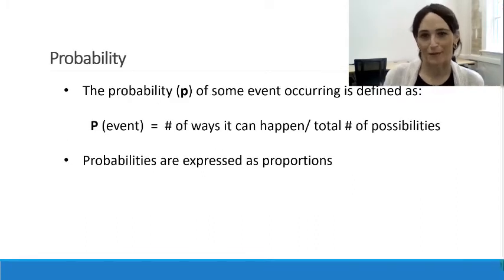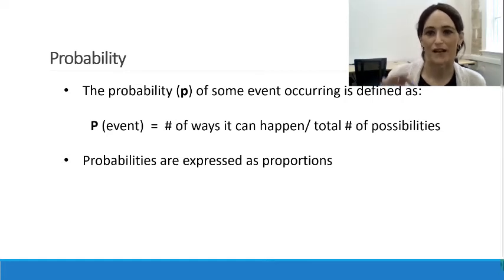Okay, so let's talk about probability. The probability of some event occurring is defined as the number of ways an event can happen divided by the number of total possibilities of an event. That sounds a little screwy. We'll see how this works in a second.